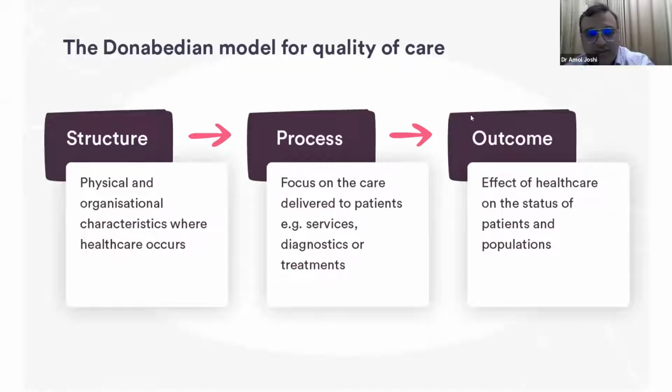Okay. This is every structure. Its structure includes infrastructure, equipment, manpower. Which has the processes in place, and that leads to outcomes. So this is the Donabedian model for quality of care. Okay, so go to the next question.